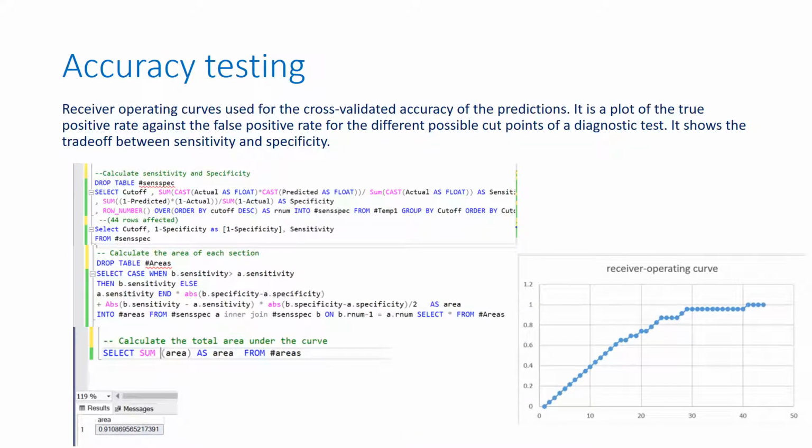A receiver operating curve used for the cross validation accuracy of the predictions. This curve is a plot of a true positive rate against the false positive rate for the different possible cutpoints of the diagnostic test. It shows the trade off between sensitivity and specificity.